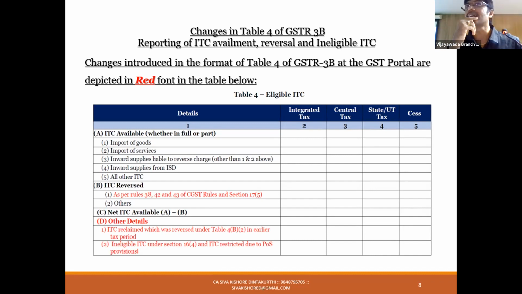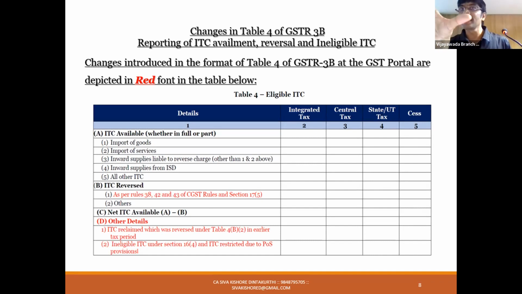Are you entitled to take the credit in respect of the said stock which is received in the next year? No. Then you are required to reverse the same in 4B2 and again avail in April in 4A1, coupled with the disclosure in 4D1. See, they are asking in which month you have reversed, in which month you have reavailed. That reavailment should not be later than 30th November.